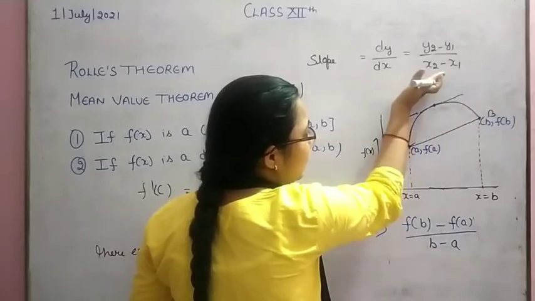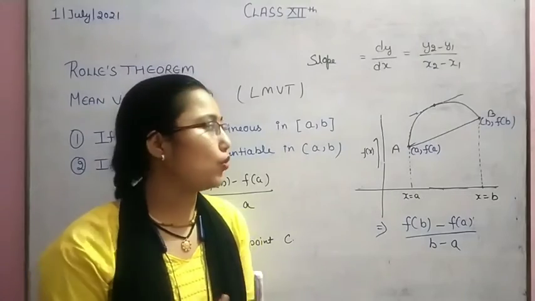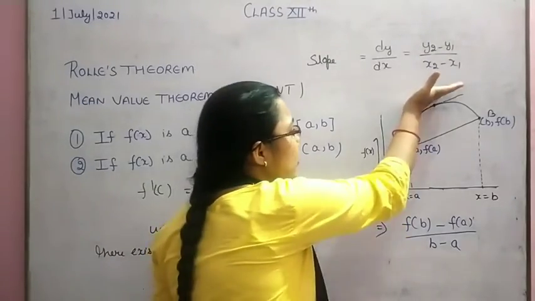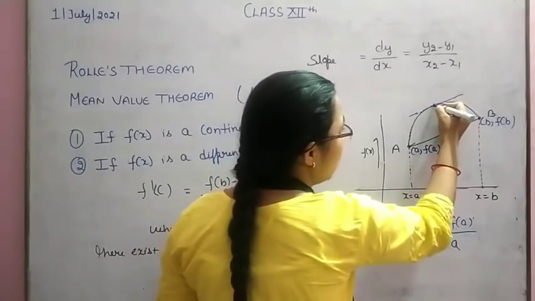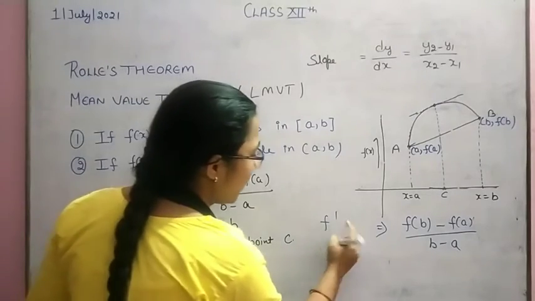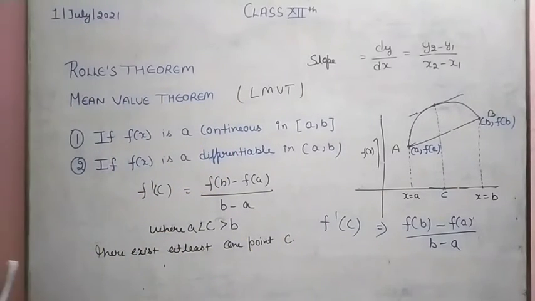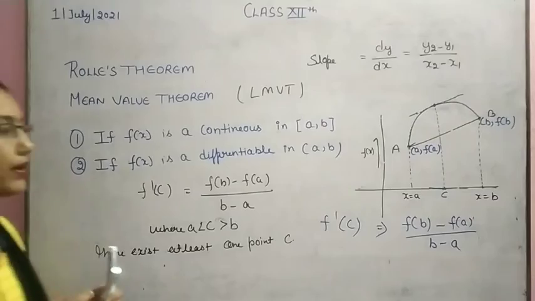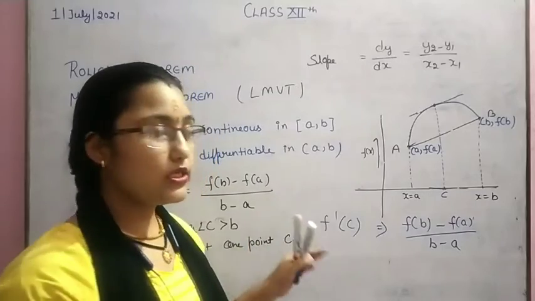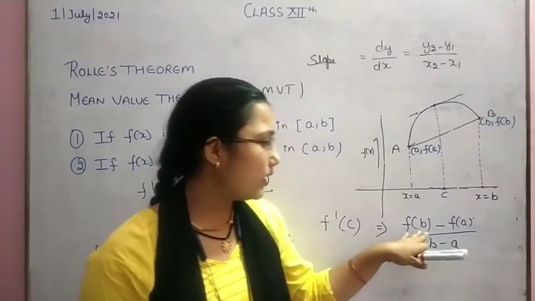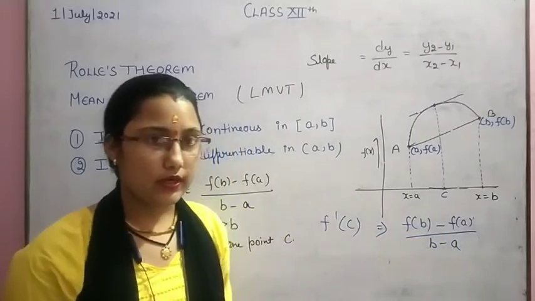And these two lines, that means the tangent and AB, are parallel to each other, and we know that parallel lines have equal slopes. So this line also has a slope equal to this. So we have a point C here. Slope also represents the derivative of the function. So f'(C) is equal to (f(b) minus f(a)) over (b minus a). If we compare this with Rolle's theorem, Rolle's theorem has the condition f(a) equals f(b). If we put f(a) in place of f(b), we get 0. So that means f'(C) equals 0 again. Okay.